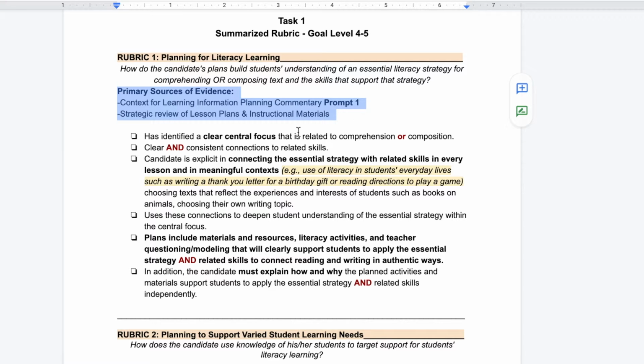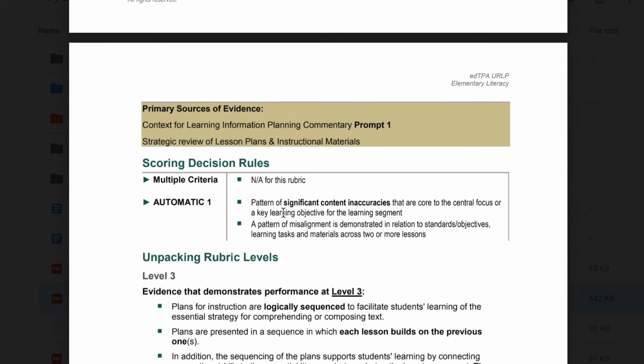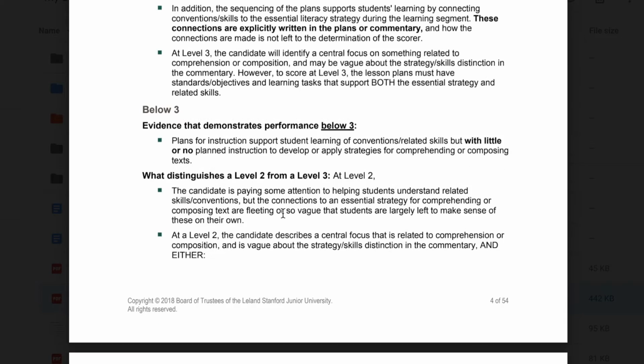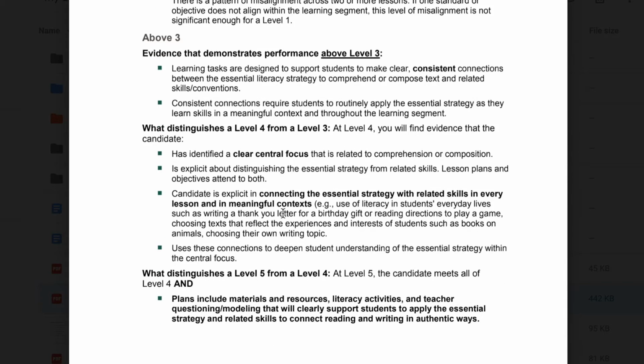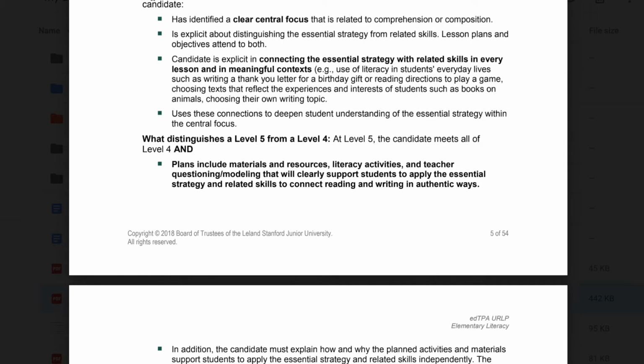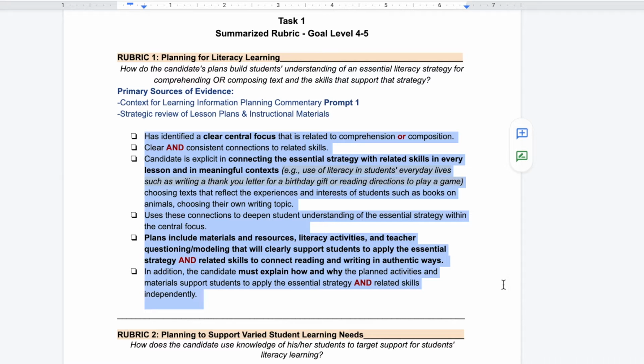Then I scrolled all the way down to just look at the level 4s and 5s, and I copied that for each rubric and then pasted it in the same Google Doc. I did this for each rubric, only copying the 4s and 5s.